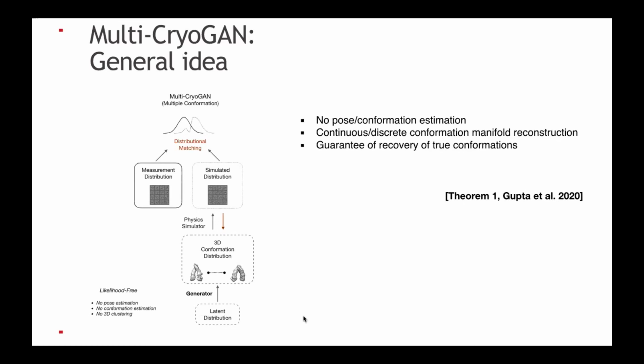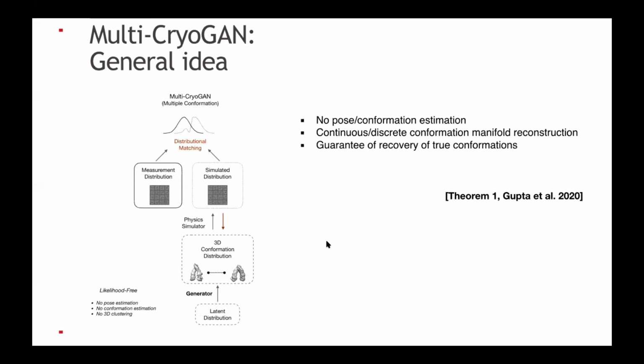In our case, the way we are generating the simulated distribution is using a 3D neural network called a generator. A generator is fed with latent variables, which try to control which conformation we generate. So we feed some latent variable to this 3D generator. It gives us the 3D conformation volume, and we use our physics simulator to get the projection. Basically, we are trying to simulate cryo physics when the structure of the molecule is changing. And we are trying to find a generator, a way to get the 3D conformation distribution whose projections look like the real data.